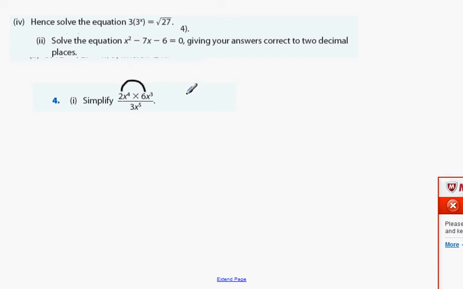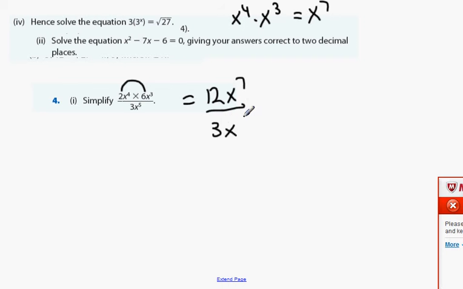So just multiply the regular numbers first and we get 2 by 6 is 12. The next part is x4 multiplied by x3. What does that give us? x7. So 12x7 on the top, 3x5 on the bottom. Alright, so what's 12 divided by 3?